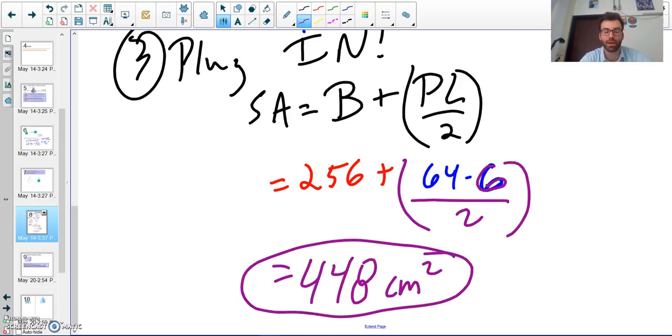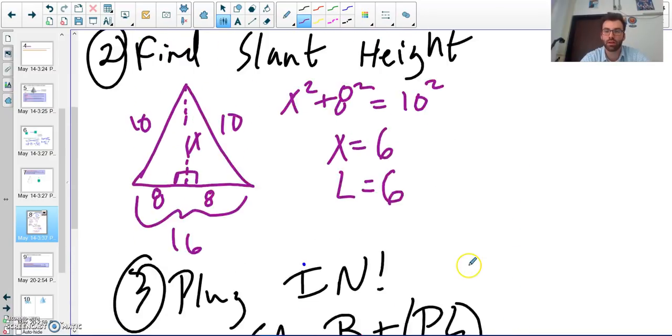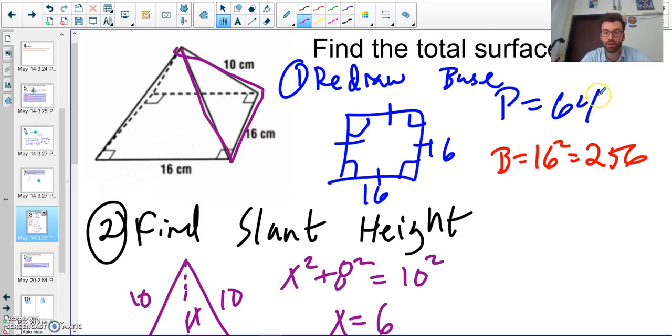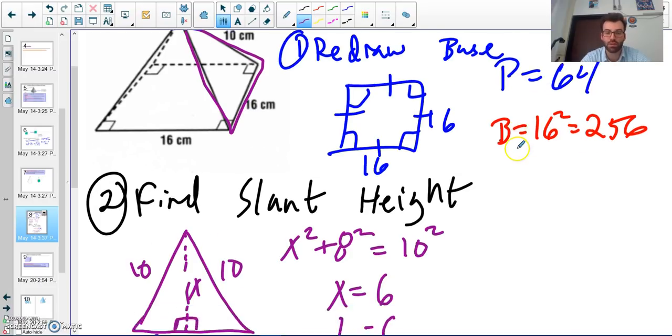Alright, so let's recap that. I went through that kind of quickly. Okay. First thing I want to do is redraw the base. Now, your base doesn't have to be a square. It can be other shapes as well. After you redraw the base, find your perimeter, find your area, depending on what type of shape it is.